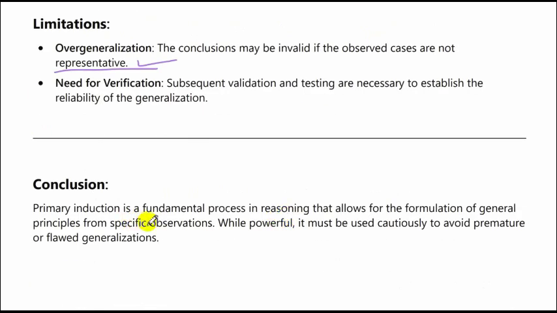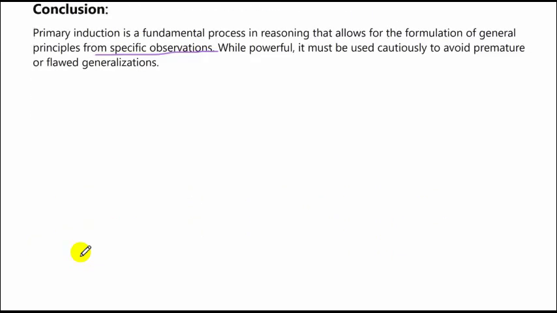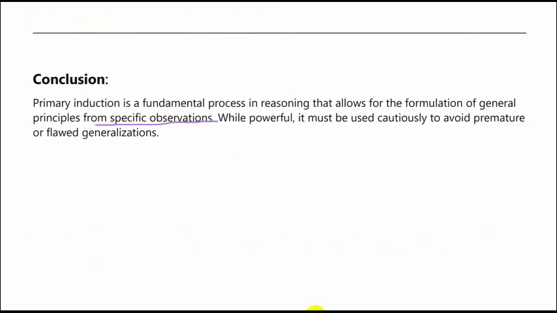Primary induction is a fundamental process in reasoning that allows for the formulation of general principles from specific observations. So from specific observations we move to general conclusions or general principles. While powerful, it must be used cautiously to avoid premature or flawed generalizations. Next topic.